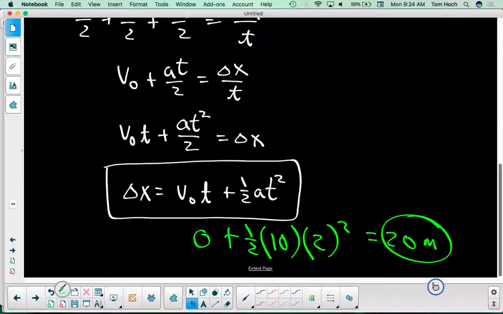Now look, here's the thinking person's way to do it. John's starting speed was 0 and his final speed was 20. Therefore, his average speed was 10. And if you average 10 meters per second for 2 seconds, you go 20 meters. That's the way a thinking person would do it. A non-thinking person would just plug into this formula and get the same answer.